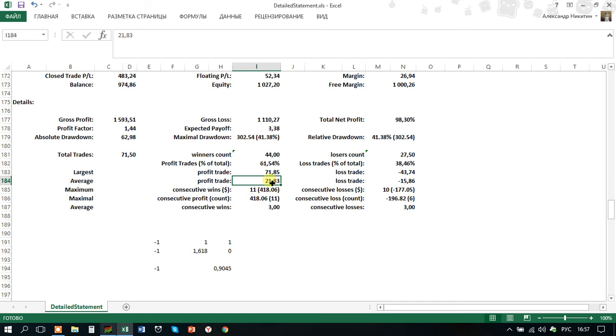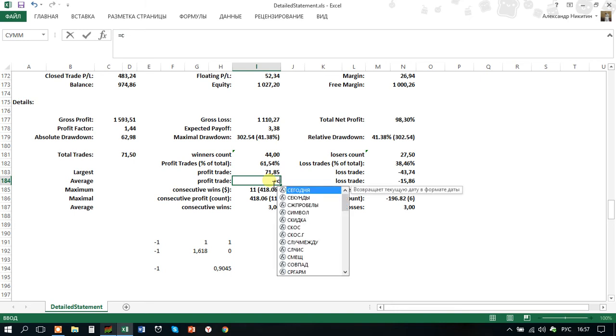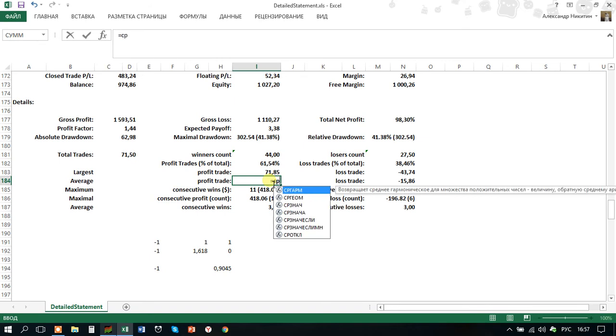Okay, so how can we fix that? We should calculate the average. First of all, we should do it this way. It should be, sorry, the same formula, arithmetic.